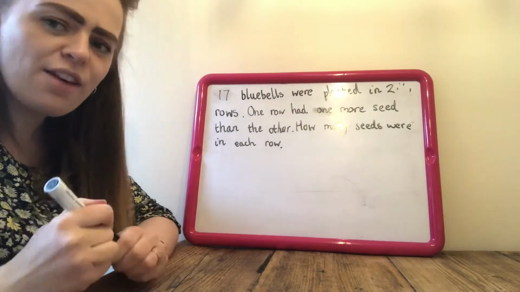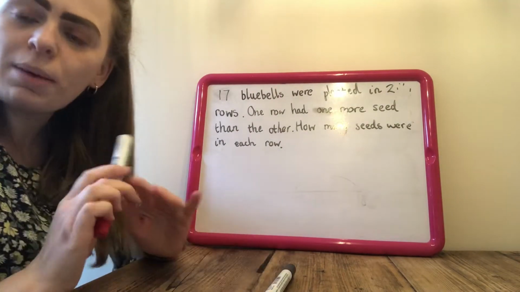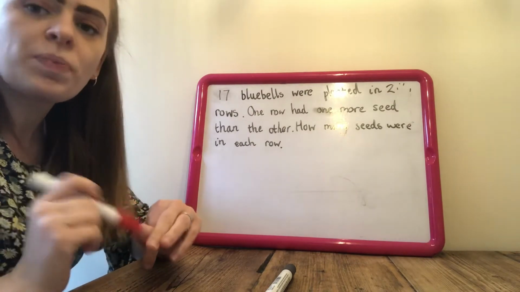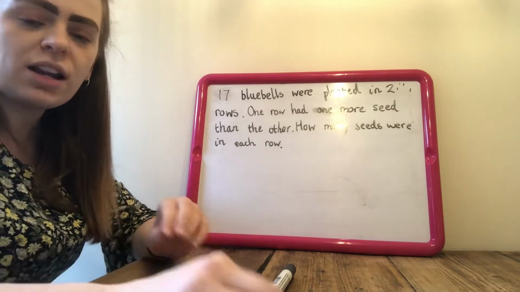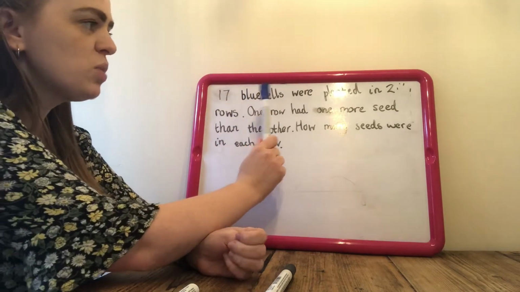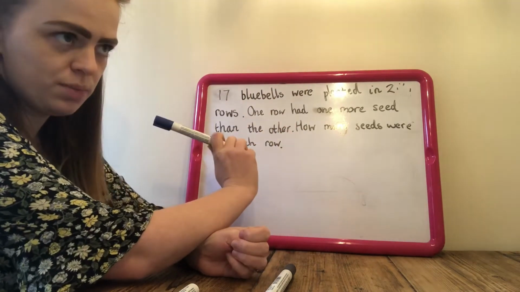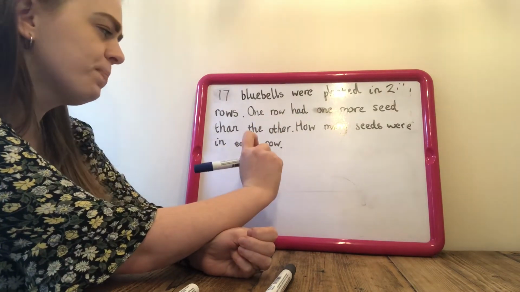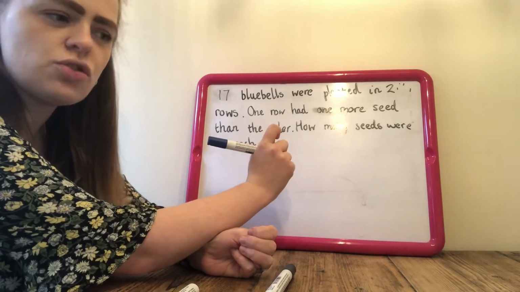Okay, so here we have another problem, and this is getting a little bit trickier now because we need to think of word problems with remainders. So we're going to do the same thing that we've always done, and we're going to read the question. So 17 bluebells were planted in 2 rows. Okay. One row had one more seed than the other. How many seeds were there in each row?